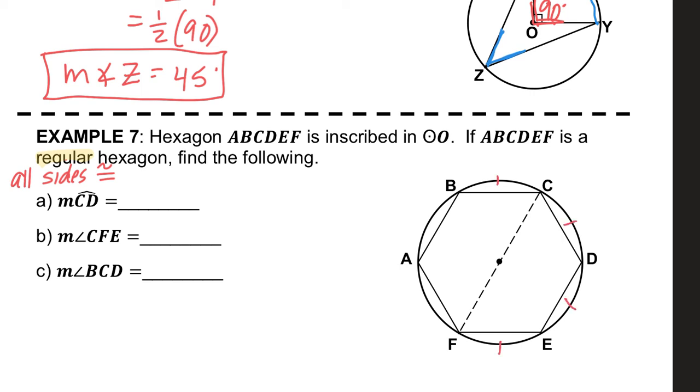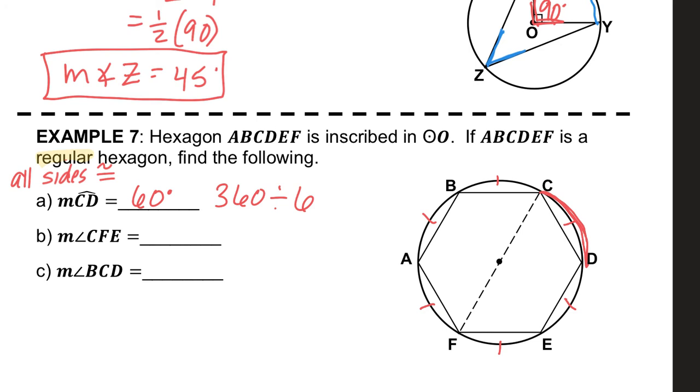The reason why we're focusing on the arcs is because we talked about all the way around the circle being 360. Well, if all 6 are equal, we need to take that 360 and divide it by 6, the number of arcs we have, to get each individual arc. And that's what this first one, A, is asking for: arc CD, one of these 6 arcs. So 360 divided by 6 is going to give you 60 degrees.